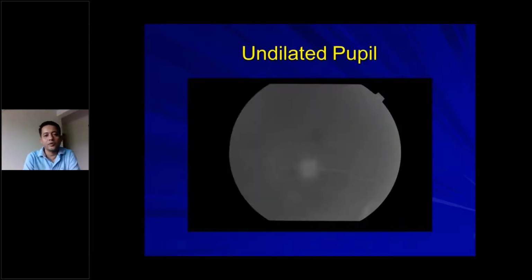So a few conditions, as we talked about with the media, and also other factors. To take a good picture, you need a well dilated pupil. You also need to have a very clear media. So this I can show you.